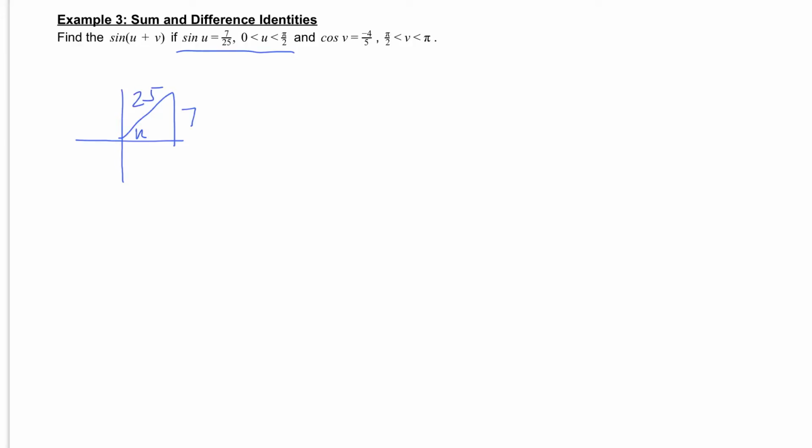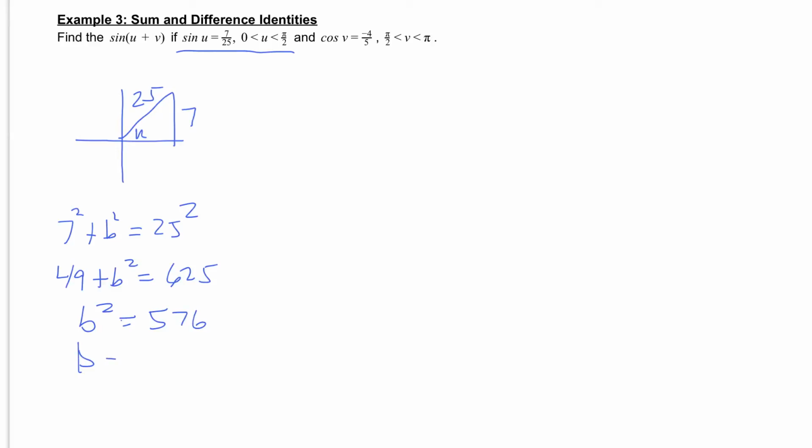And then I'm going to use the Pythagorean theorem to find my third side. So I have 7 squared plus b squared equal to 25 squared. 7 squared is 49, so I have 49 plus b squared equal to 625. Then I can subtract 49 from both sides, and I get b squared is equal to 576. Take the square root of both sides, and I can see that b is going to be 24. And I want the positive number because I'm in the positive x direction. So I can label this triangle with a side of 24.